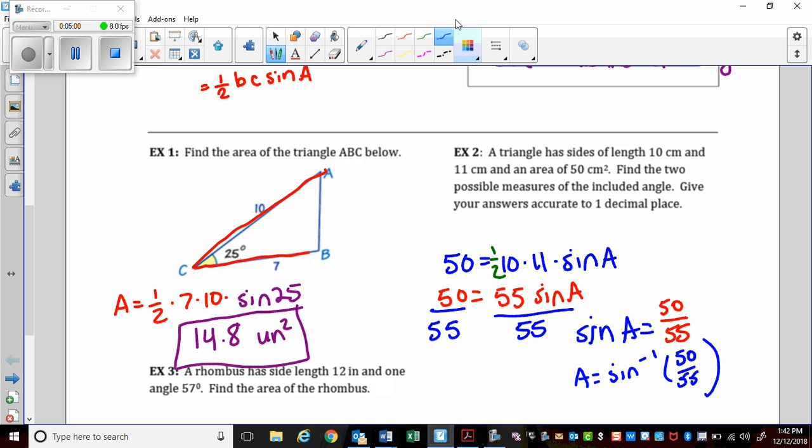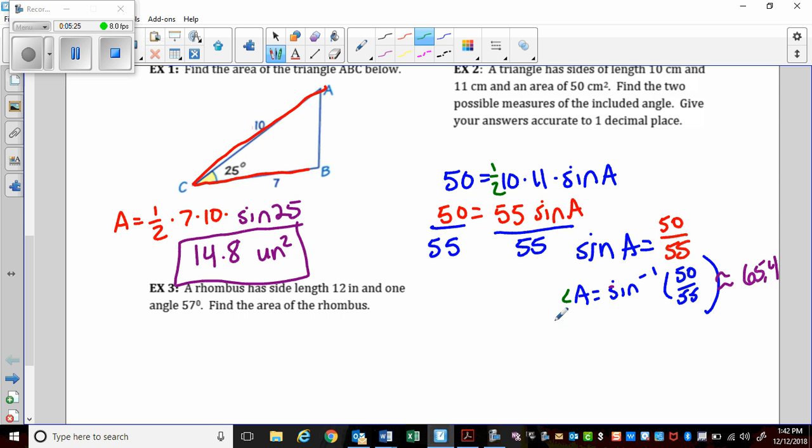It's not one of my special triangles. So plug this into your calculator, the sine inverse of 50 over 55. It's about maybe 65.4. But what if angle A is 65.4? What if we have the supplement of 65.4? It could be 180 minus the 65.4, which is about something like 114.6. So plug these in your calculators and try them out. You guys can try number 3.